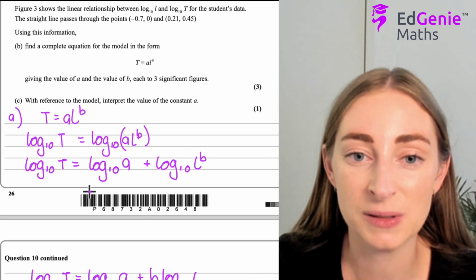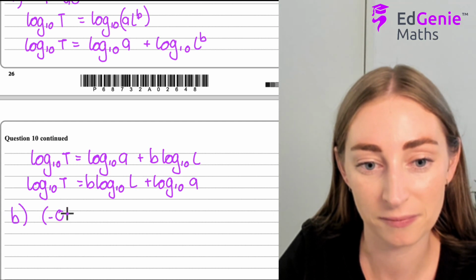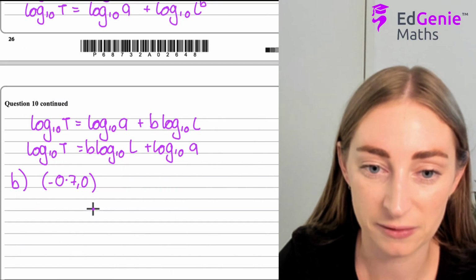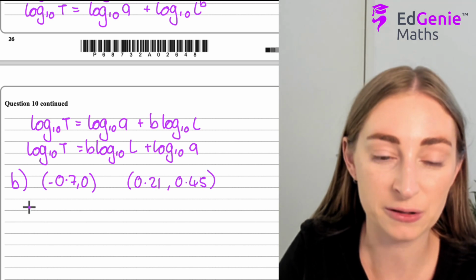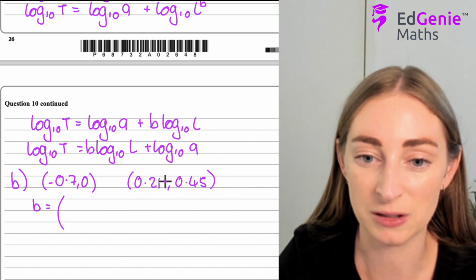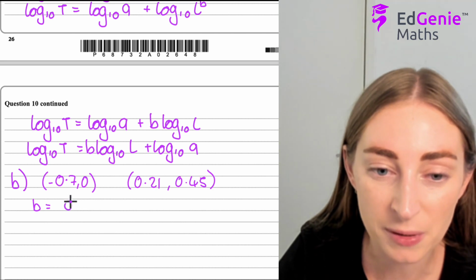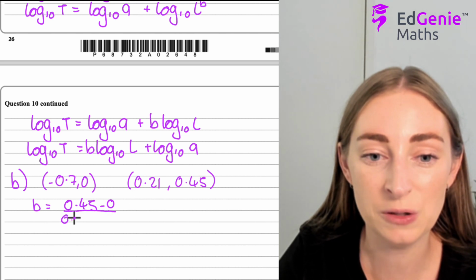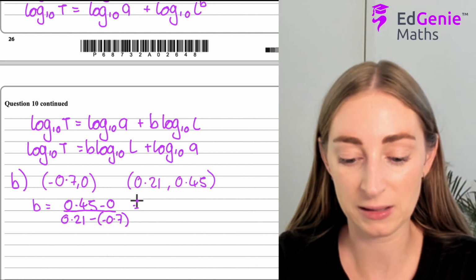So it's minus 0.7 and 0, and 0.21 and 0.45. So our gradient, which will be B, is the change in y. Doesn't matter if you do this one, take away this, or this, take away this. I'm going to do 0.45 minus 0 divided by 0.21 minus negative 0.7. Put this into our calculator.